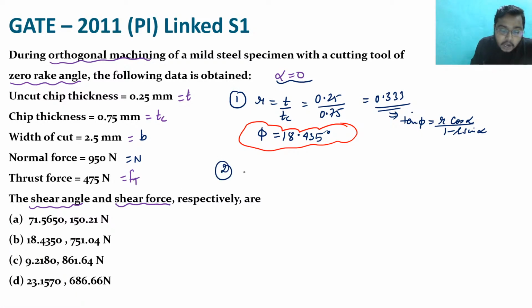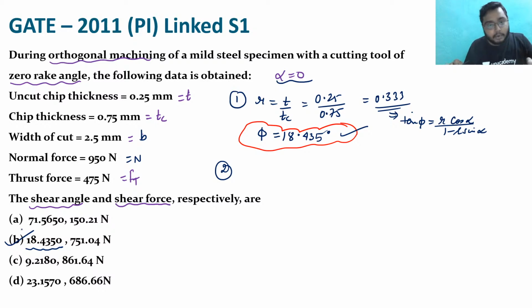Next point is how you can calculate the value of shear force. So this is the shear angle, right? First thing is clear. Now from the first option itself you can say that, okay sir, shear angle is 18.435, so option B would be there. So you need not solve anything else, right?